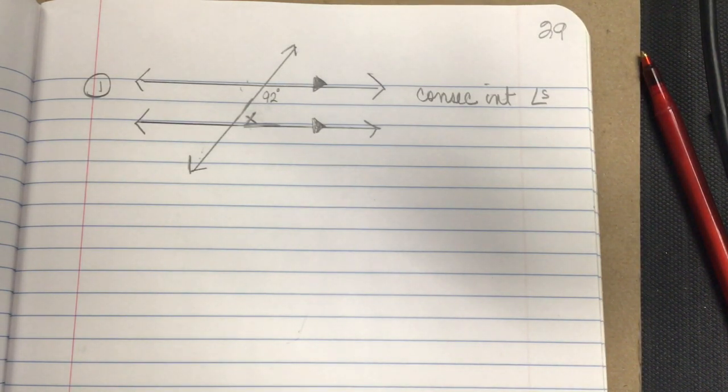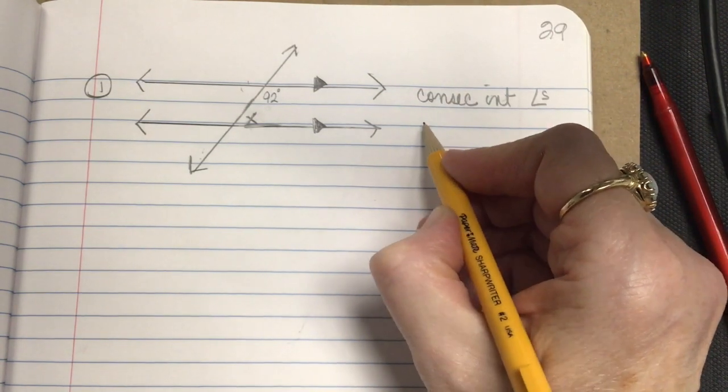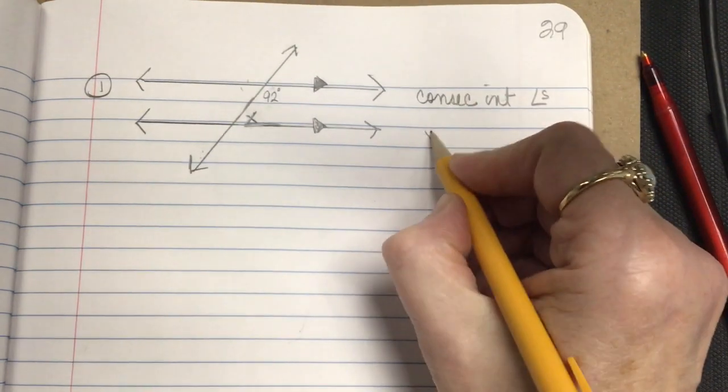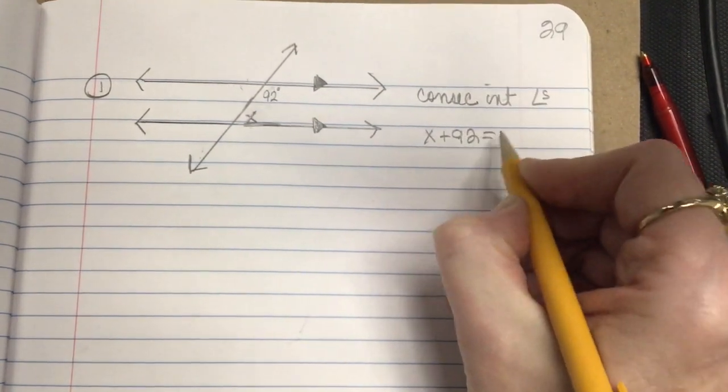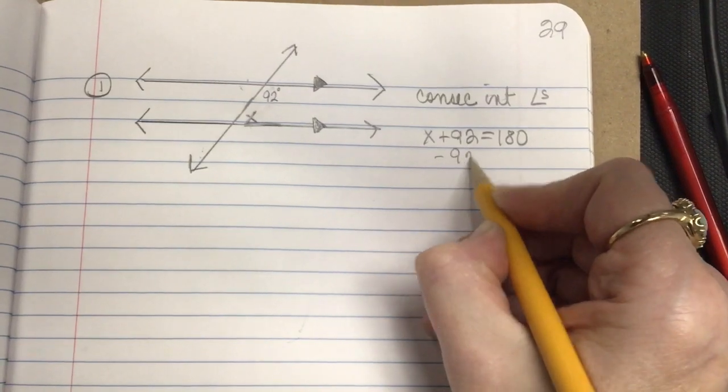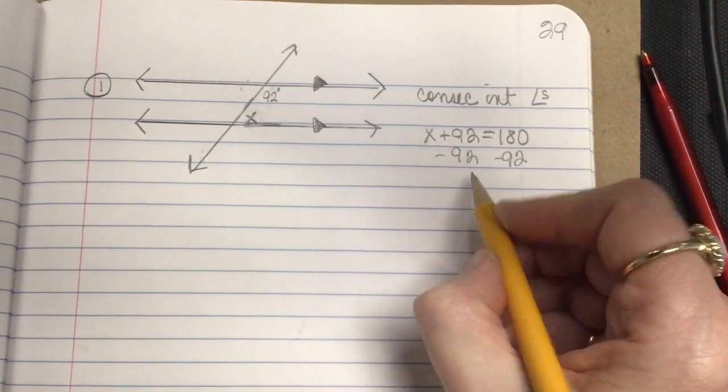What did we know about consecutive interior? What did we say on our cutout on page 28? Consecutive interior or what? Supplementary. So x plus 92 equals 180. Now, when you subtract the 92, I believe you get 88.